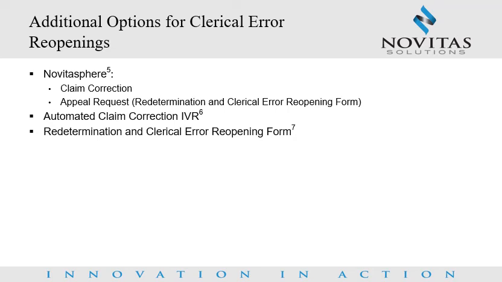Additional options for clerical error reopenings. The Reopening Gateway is one of a few available options to submit clerical error reopenings. Additional options include the Novitas Sphere portal for claim corrections, appeal request, redetermination, and clerical error reopening form, the automated claim correction IVR, and the redetermination and clerical error reopening form.